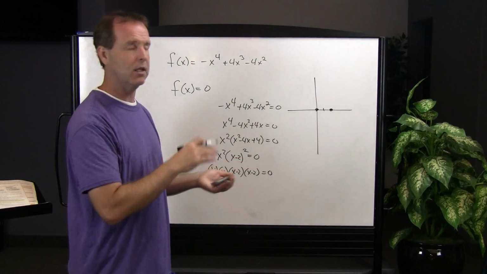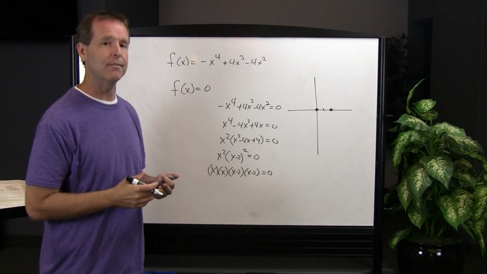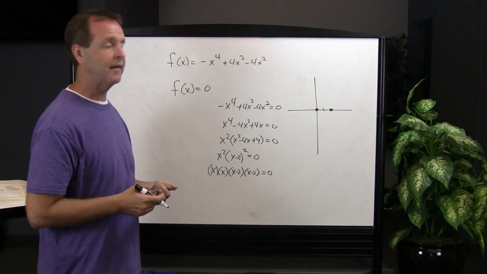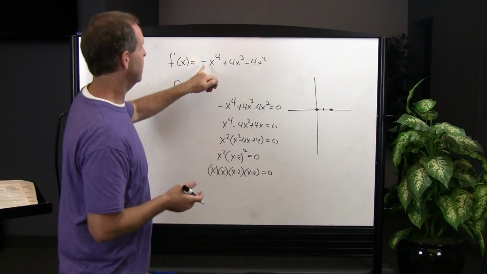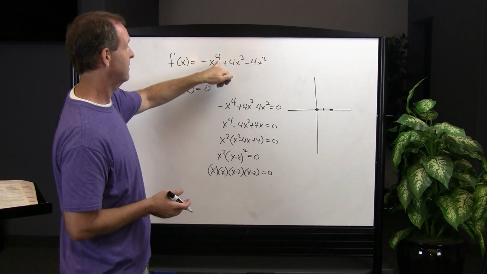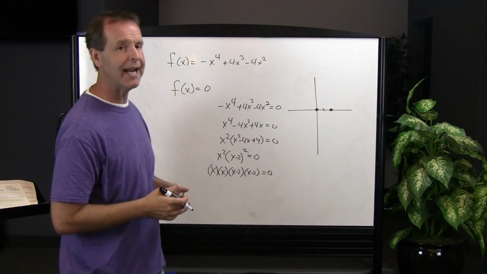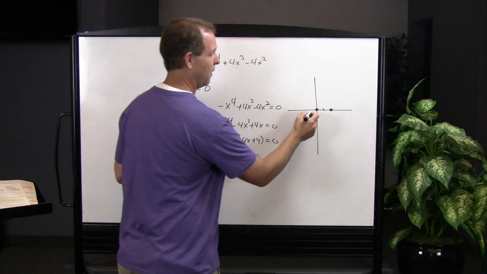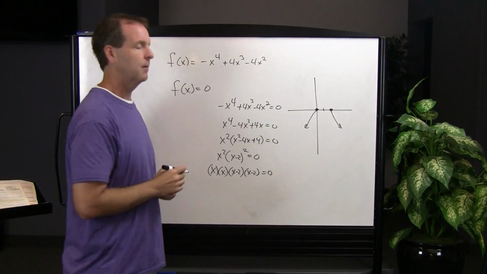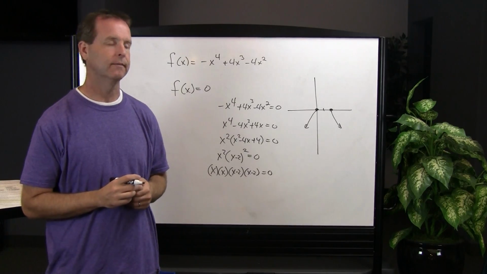And if I back up a little bit, I remember that it also has some end behavior. The end behavior is identified by this negative and the exponent. Since its exponent is even and its coefficient is negative, that tells me the graph falls to the left and falls to the right. But what happens in between?